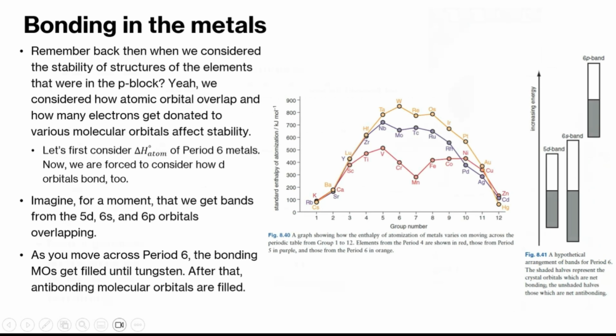So let's consider the enthalpy of atomization of period 6 metals. Now we're forced to consider how d orbitals bond too. Now, imagine for a moment that we get bands overlapping. As you move across period 6, the bonding molecular orbitals get filled until tungsten. Tungsten has the most electrons in these bonding molecular orbitals, or bonding crystal orbitals if you're taking that band approach. After that, we have anti-bonding molecular orbitals filled. So you can see that's why generally tungsten has the highest enthalpy of atomization.